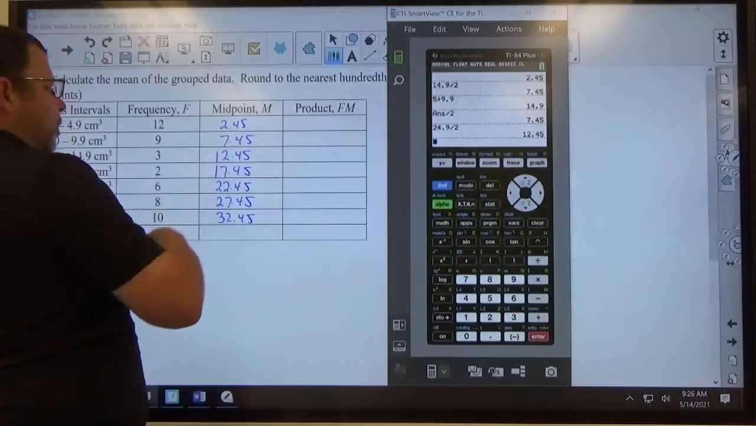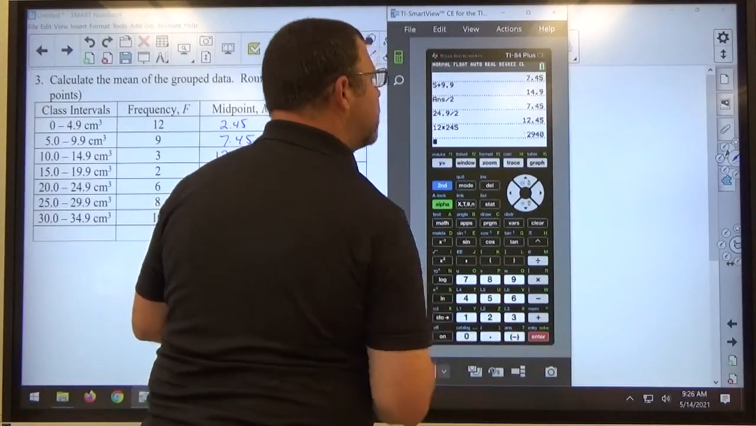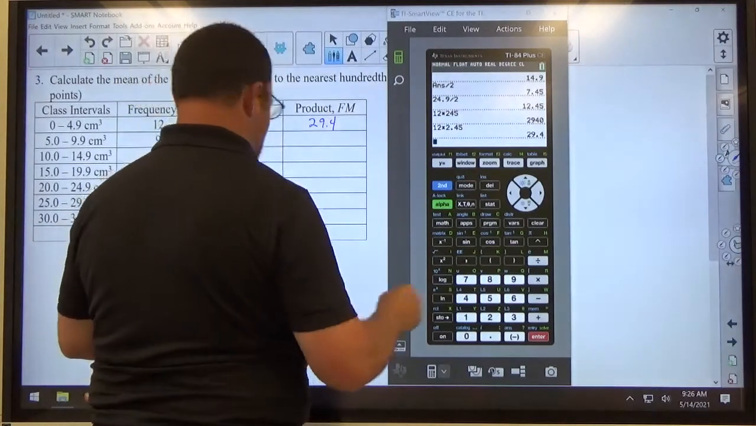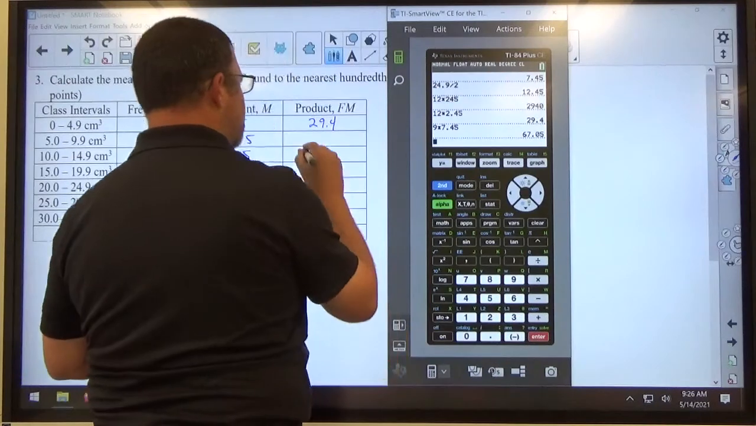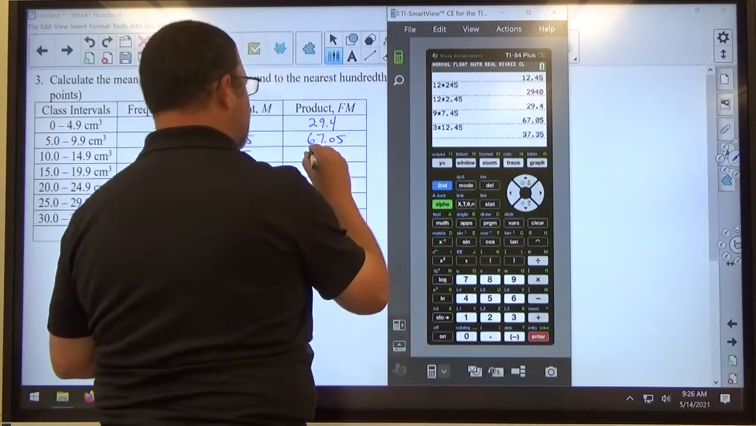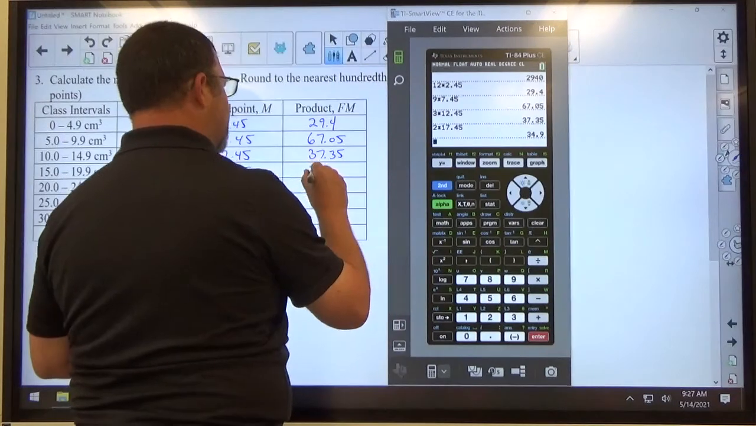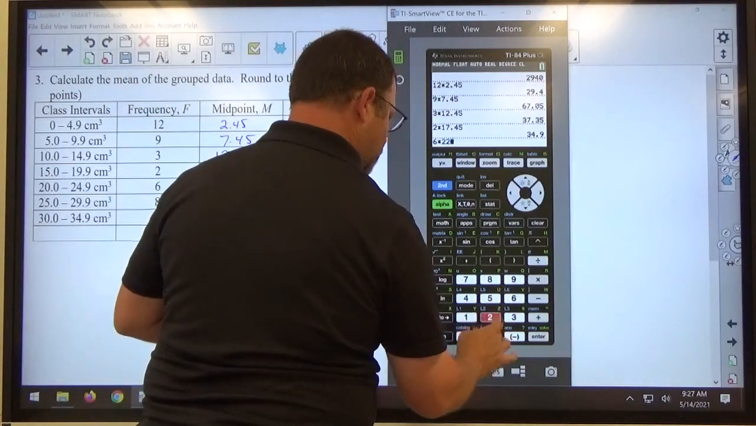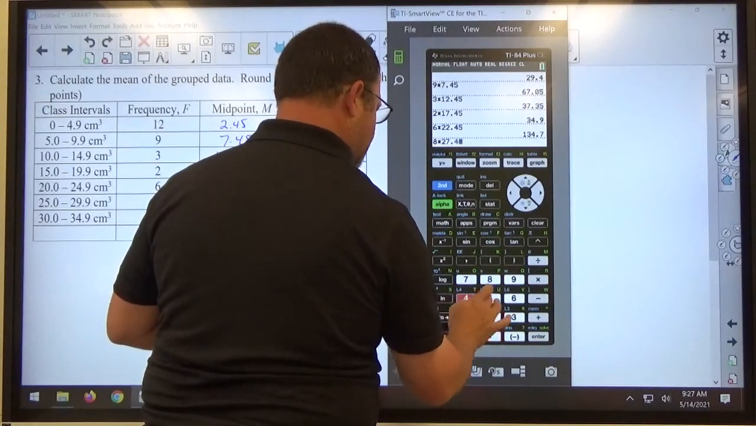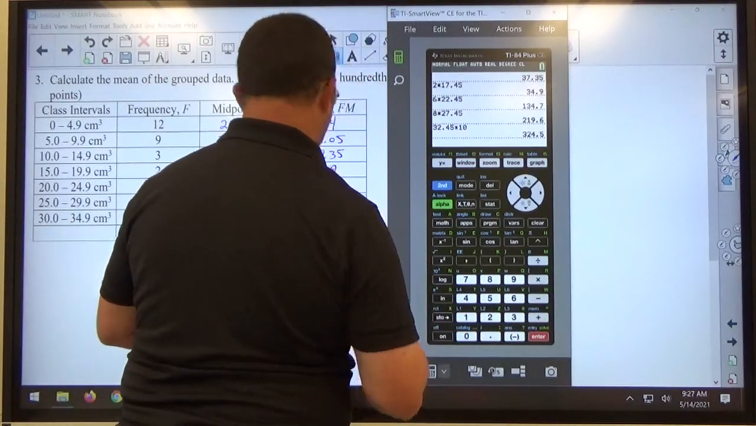And then we would fill in the product column by multiplying the frequency times the midpoint. It says right there FM, this is F, this is M, multiply. So 12 times 2.45 is 29.4. 9 times 7.45 is 67.05. 3 times 12.45 is 37.35. 2 times 17.45 is 34.9. 6 times 22.45 is 134.7. 8 times 27.45 is 219.6. And finally, 32.45 times 10 equals 324.5.